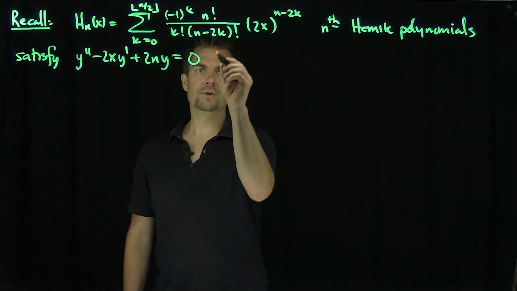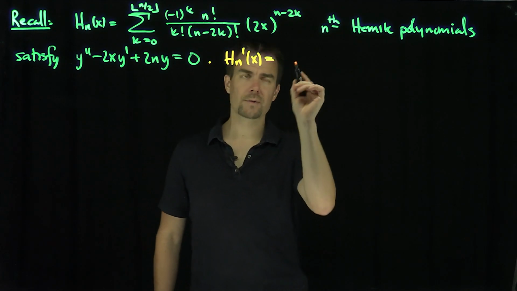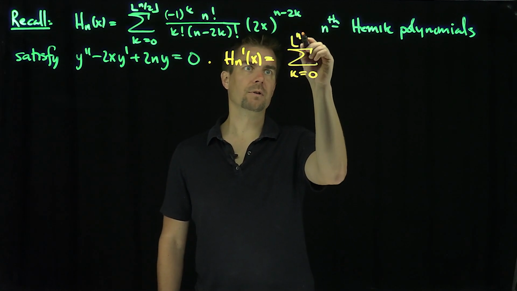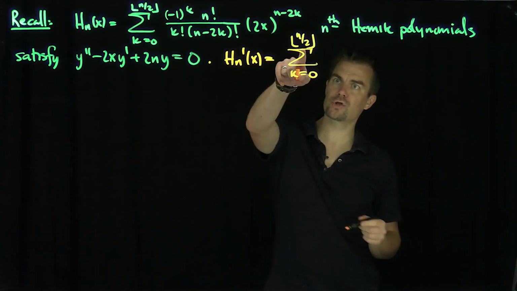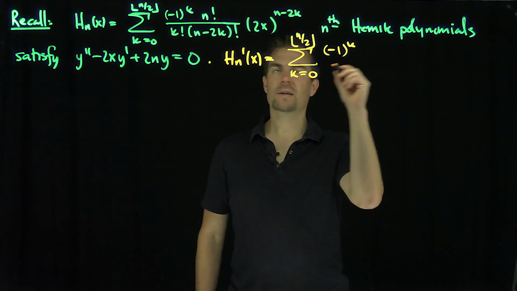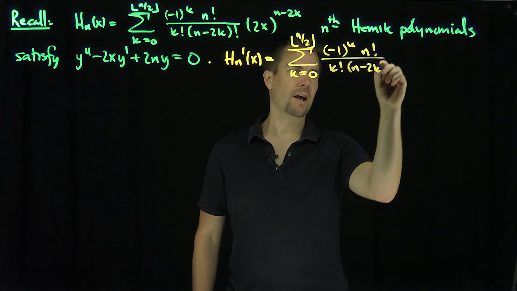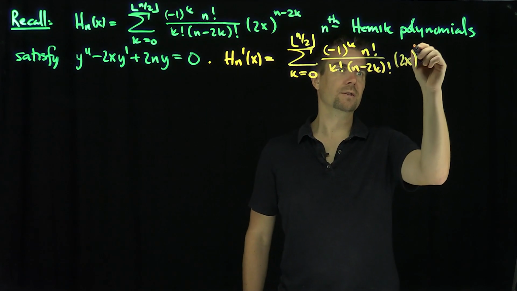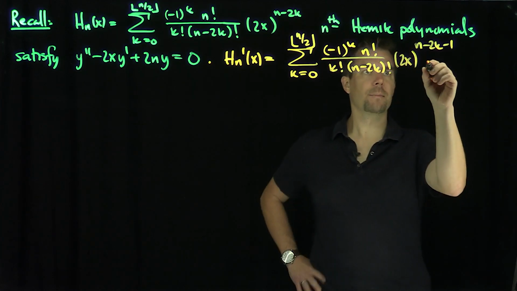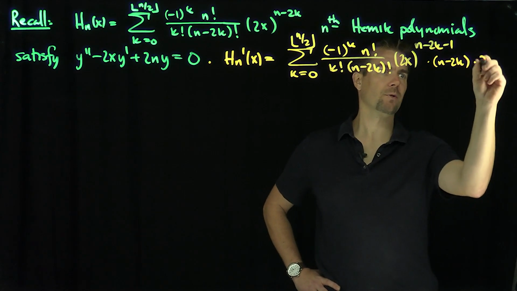So what will this imply? We know H_n'(x), let's look at this calculation. Formally, we sum over k greater than or equal to 0, k permissible. I'm going to put the floor of n over 2 here, but we're going to have to make a restriction on what that means. Then we'll have (-1)^k, n!, k!, (n-2k)!, then (2x)^(n-2k-1), then times n-2k, bring the power down, and then multiply by a 2.